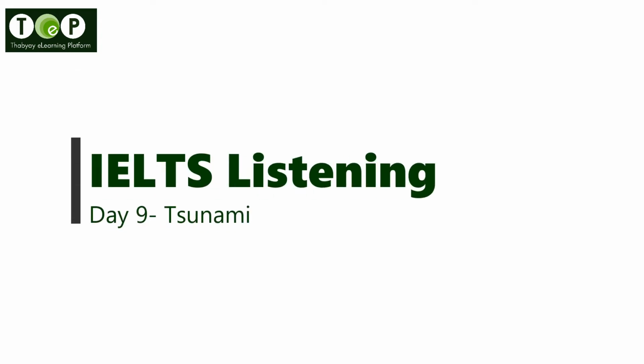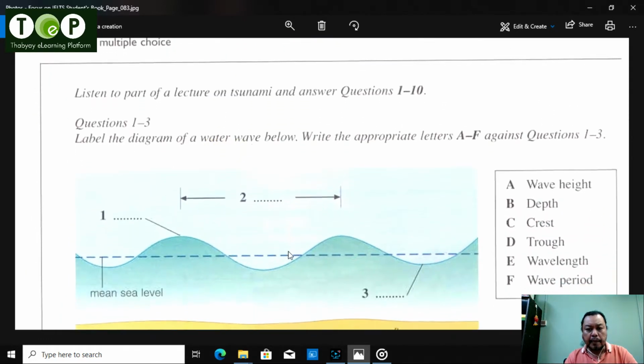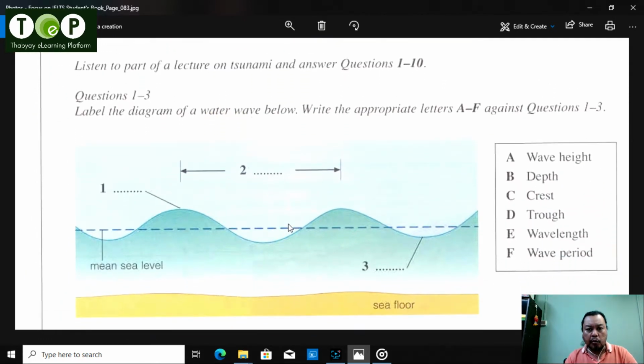Alright everybody, let's turn to page number 82 of your textbook. Focus on IELTS. Page number 82 is about tsunami. This is section 4, so you're going to hear a lecture. Let's have a look at the first part. Questions 1, 2, 3.